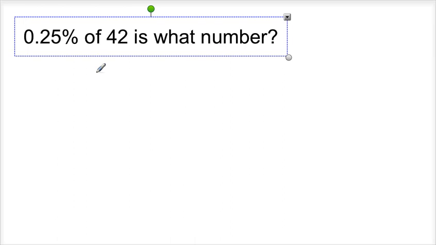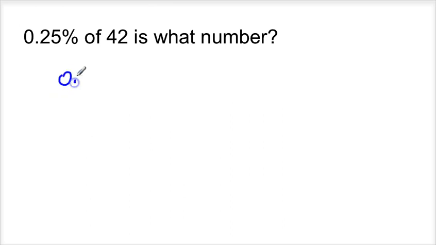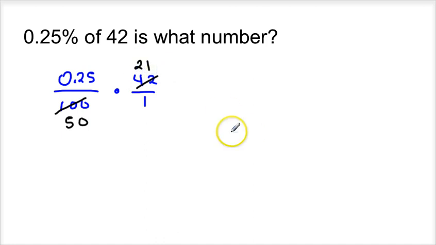Zero and 25/100% of 42 is what number? So in this case, this is 0.25 over 100 times 42 over 1. Simplify where you can. I can divide both 100 and 42 by a common factor of 2. This becomes 50. This becomes 21. Again, now I could just multiply straight across. I have 21 times 0.25. So 0.25 times 21.